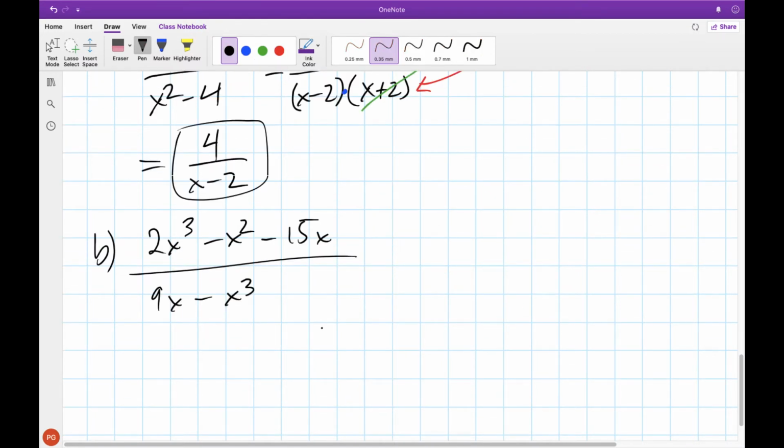Now this example definitely looks a lot scarier, but we're going to do the exact same thing we did, which is to start by factoring. I have a common factor of x on the top and the bottom here.